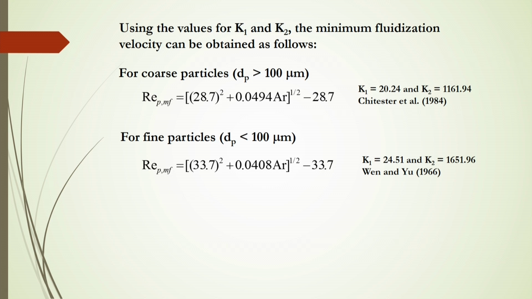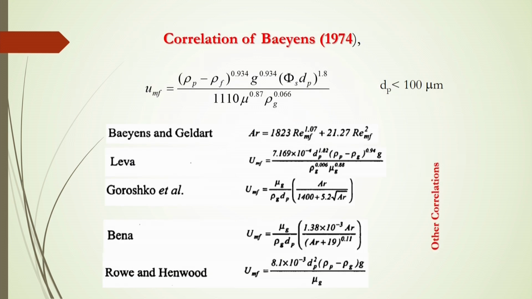If the particle size is greater than 100 micrometer, then you can use this equation to calculate the minimum fluidization velocity. Whereas if the particle size is less than 100 micrometer, then you have to calculate the minimum fluidization velocity based on this equation. In this case, K1 and K2 are of course different for different ranges of particle size.